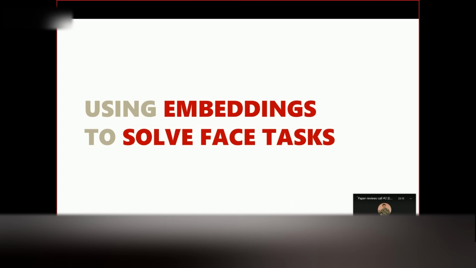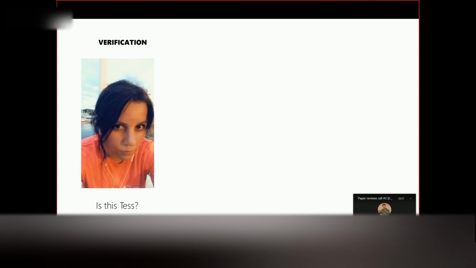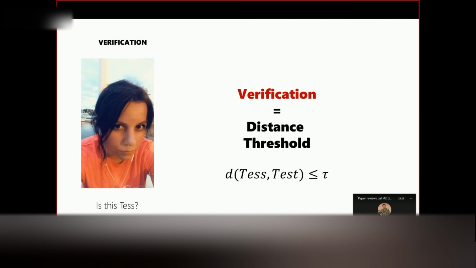So once we have these embeddings, how do we use them to solve face tasks? Well, it turns out it becomes quite easy, because if you want to do verification, is this me? Yes. Then you can just look at the distance threshold. So you take the picture, distance of the ground truth of me, and a new picture of me. And if it's lower than a certain threshold, maybe 0.7 or something like that, then it is considered to be me.